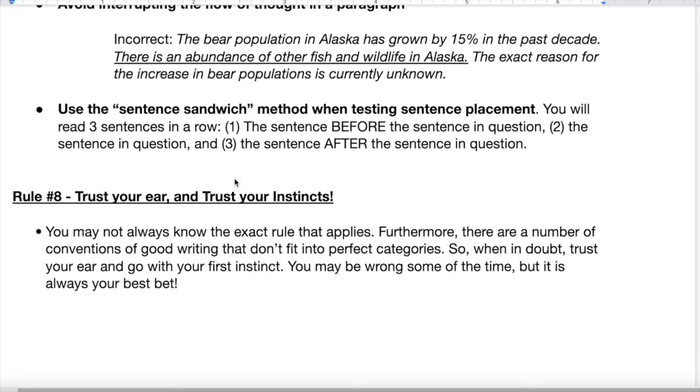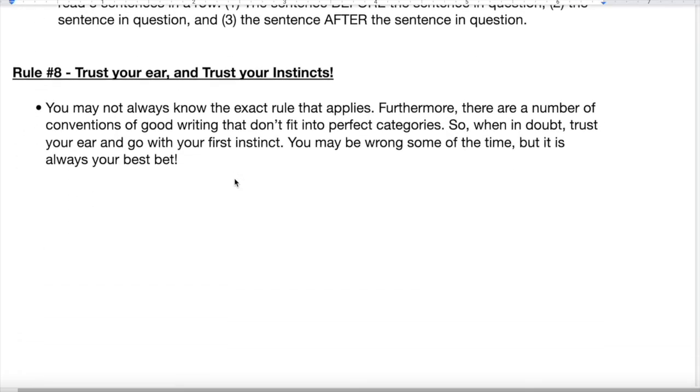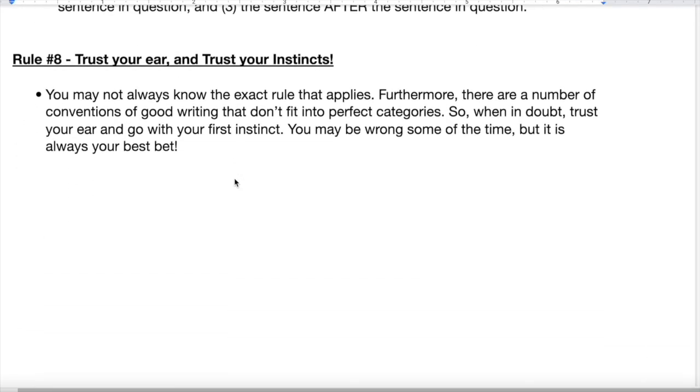We're almost done here. One more rule, and this one's easy. Go ahead and read rule number 8. Trust your ear and trust your instincts. You may not always know the exact rule that applies. Furthermore, there are a number of conventions of good writing that don't fit into perfect categories. When I say conventions of good writing, it's just ways that things are traditionally phrased in English. That's all that means.